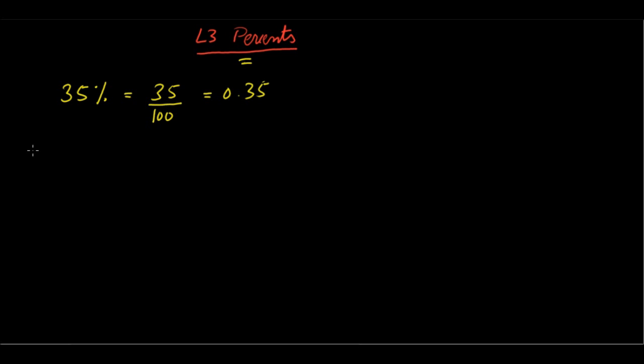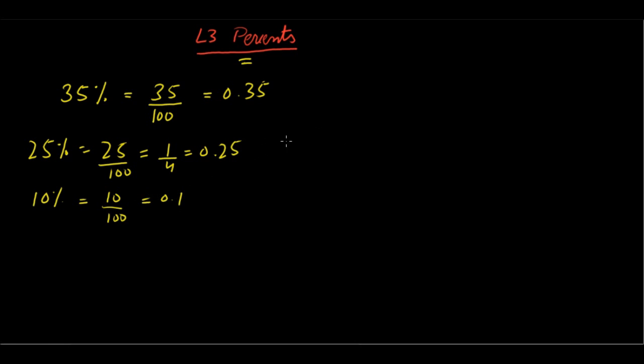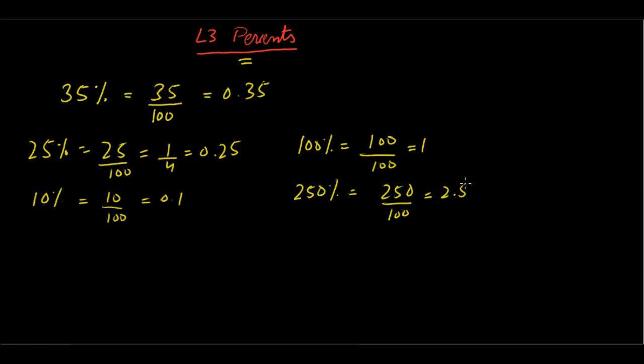Let's look at some common percents. So 25%. Okay. Again, take out the percent sign, divide the number by 100. And if I simplify this, this comes out to be 1/4, which is 0.25. And a common percent you might see is 10%, which is 10 over 100, which is equal to 0.1. Okay. What about 100%? Well, 100% is just 100 over 100, which is 1. Okay. What about 250%? Well, that's 250 over 100, which is equal to 2.5. Right?